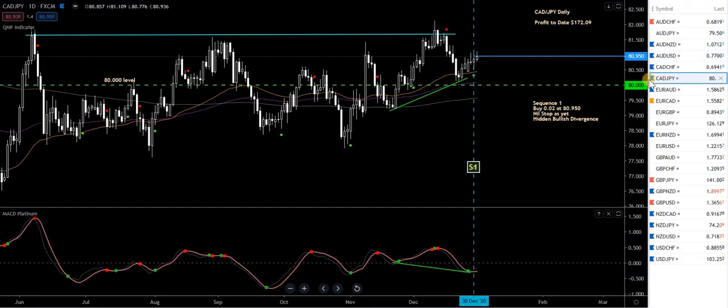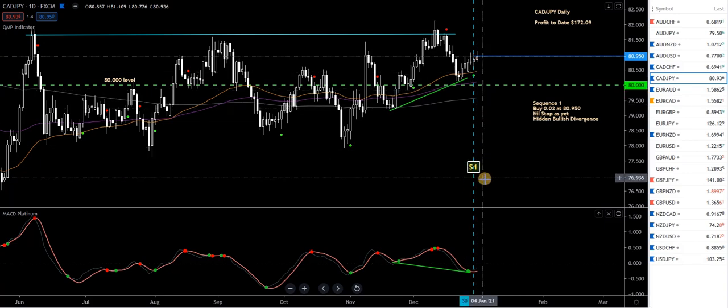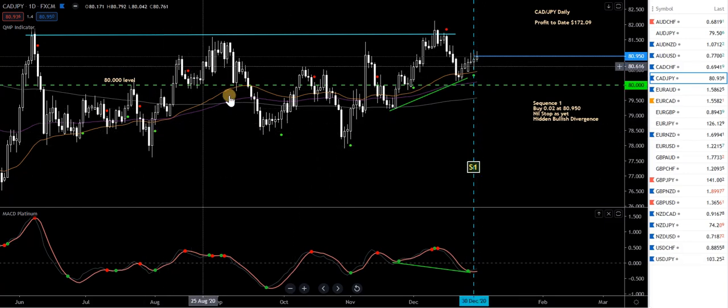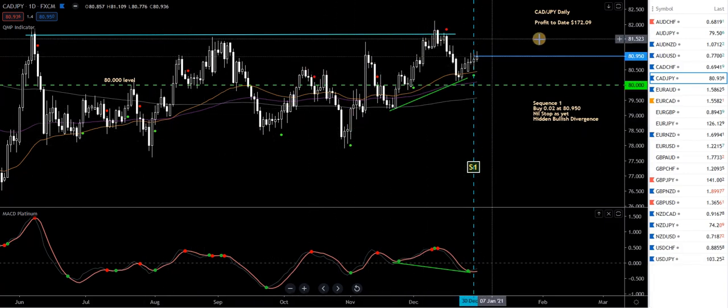Cad Yen, a buy trade here from a couple of days ago, going nowhere fast. Again, hidden bullish divergence, hence no stop. Confident of trading my way out of it. It's a slow moving pair, as you can see, just sort of meanders around a bit. So we'll see how it goes.